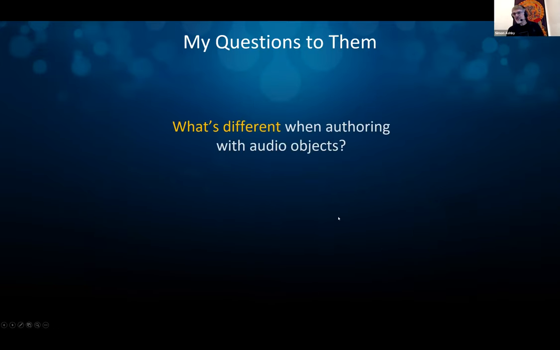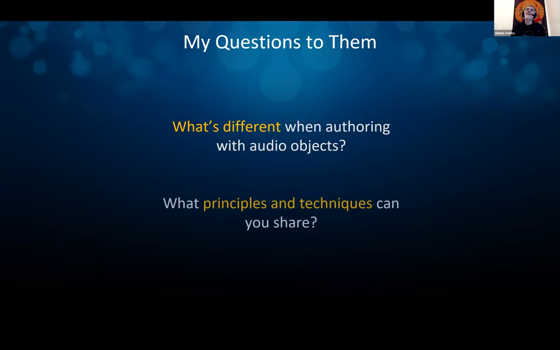So I had tons of questions for them, but mainly two. What's different when authoring with objects compared to channel-based? And what principles and techniques can you share with us, basically, was there.